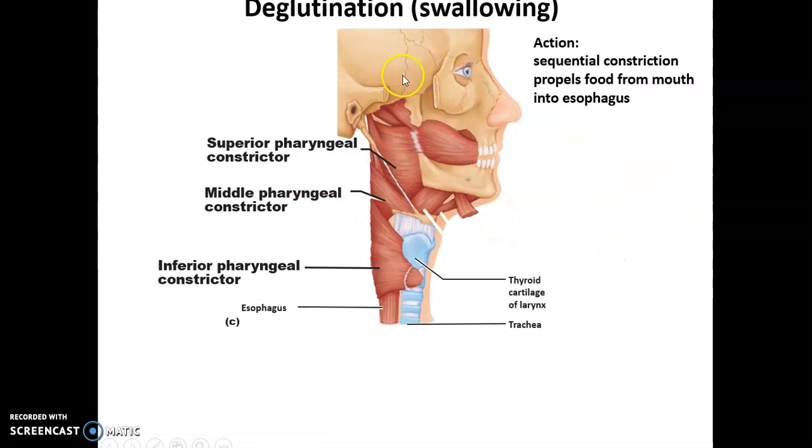All right, then there are the muscles for deglutination, which means swallowing. We have a series of 3 muscles in the pharynx, in the throat, that are important for this process: the superior pharyngeal constrictor, the medial pharyngeal constrictor, and the inferior pharyngeal constrictor. They act in a sequential manner to constrict and propel food to the esophagus. So from the mouth, you push the food back far enough, and that triggers the swallowing reflex, and these muscles will again constrict in a sequential manner to push that food into the esophagus.